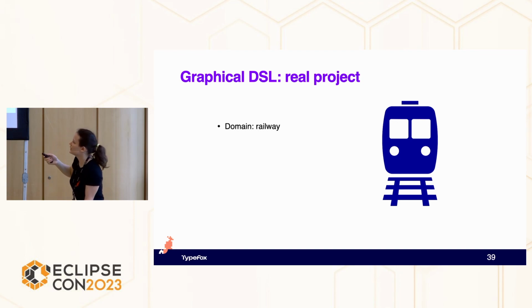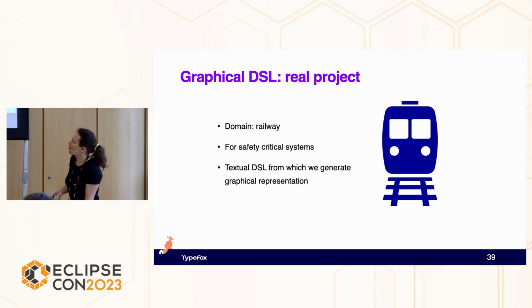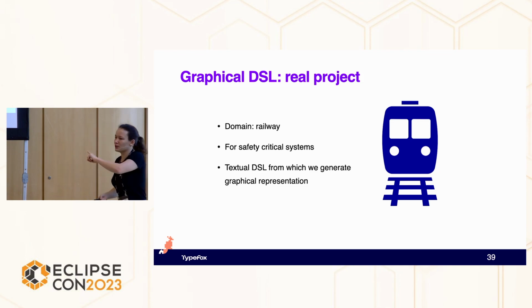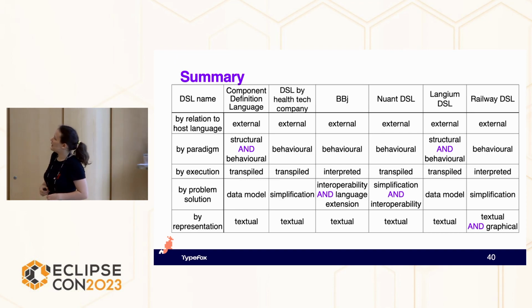It's for safety critical systems, and it's basically a textual DSL from which we generate graphical representation. That's another very important slide. So here, if you want to take a picture, that's the slide that you need to keep. Here is a summary of all the languages that we considered now, and their classification.